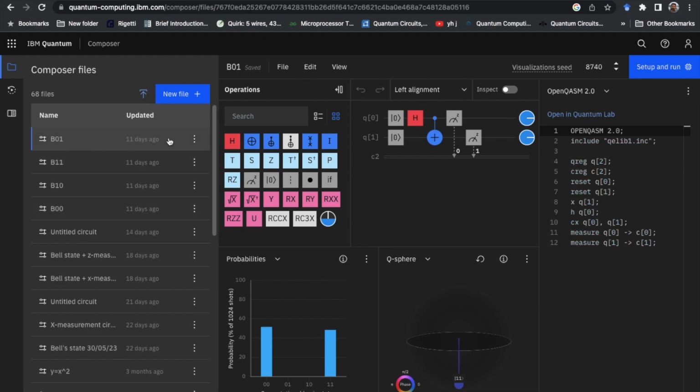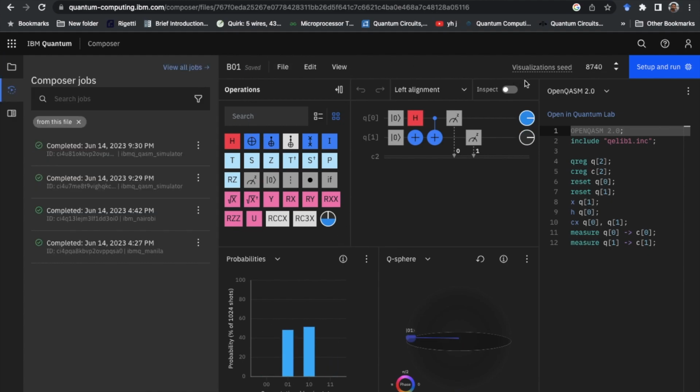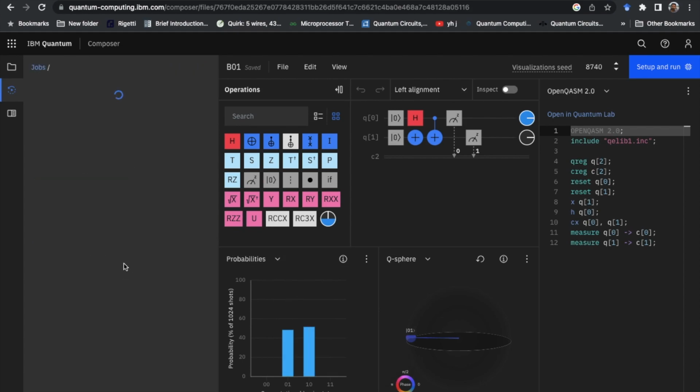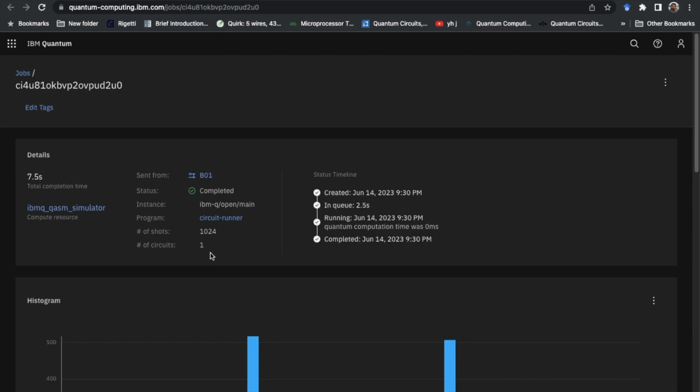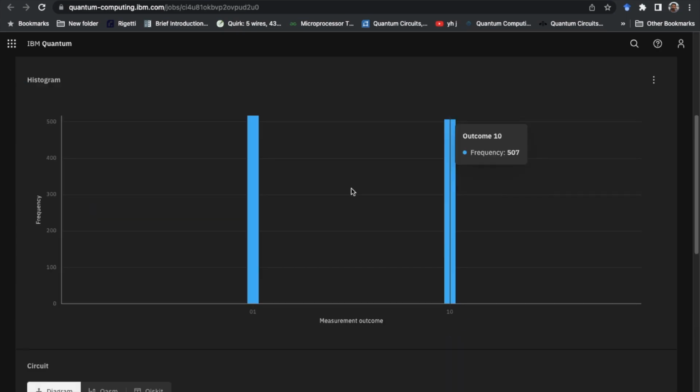Here is the beta 01 file, you can see. Now here you can see for this circuit, the probability of this one is 48.40%, and this is a probability 51.56%. And now if you run this one, here you can see the probability is about 50%. Also here the probability is about 50%. So let's go to the output of the real quantum computer.